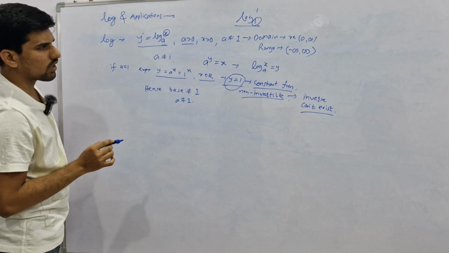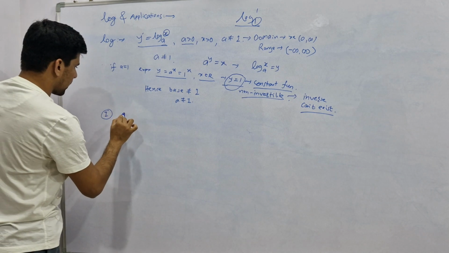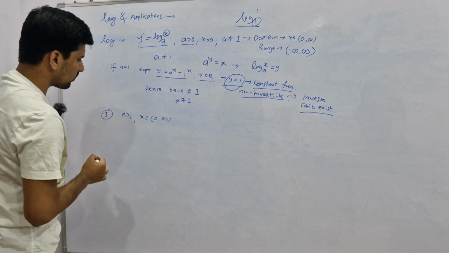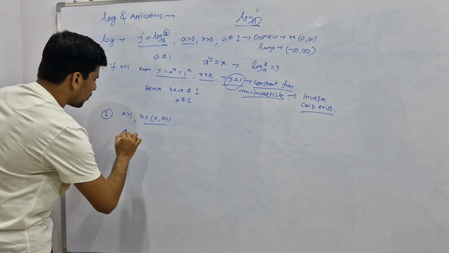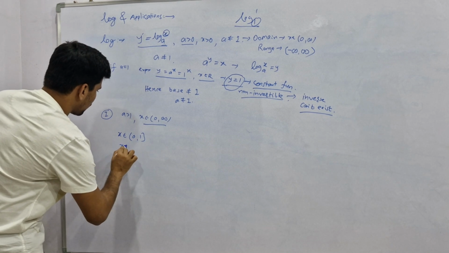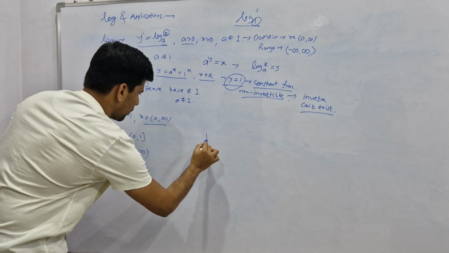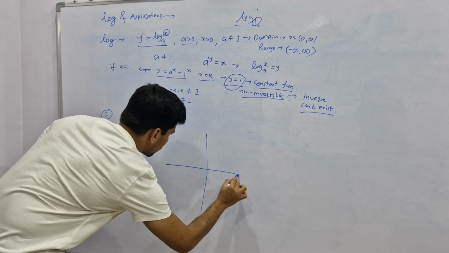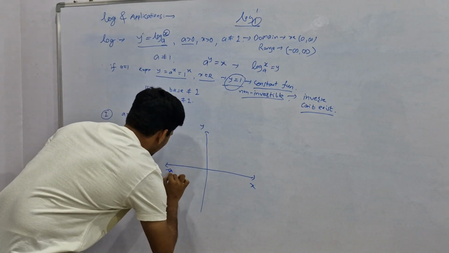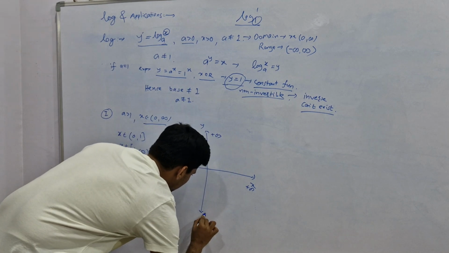Now we are going to see the graphs of logarithm. To see the graph of logarithm, we are taking two cases. First case is a is greater than 1 for x belongs to 0 to infinity. So I split this range into two parts: x belongs to 0 to 1, and x belongs to 1 to infinity. This is x, this is y, this is negative infinity, this is positive infinity.